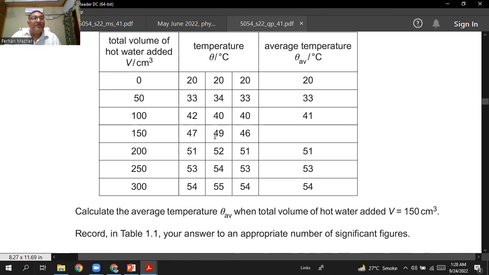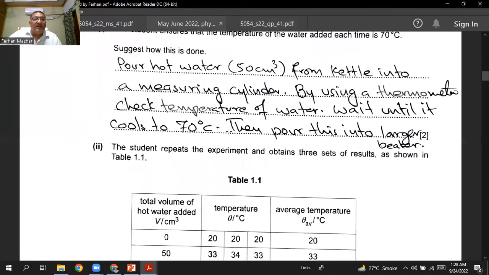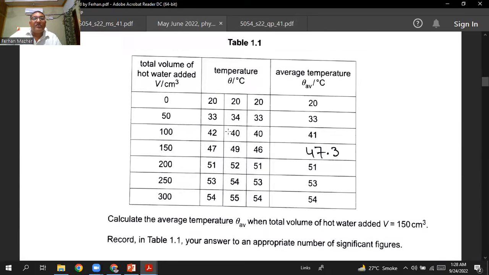How will you find the average? You will add them up. 47 plus 49 plus 46 equals, and you divide the sum by 3. So you will get the average temperature. So this is how you do it.